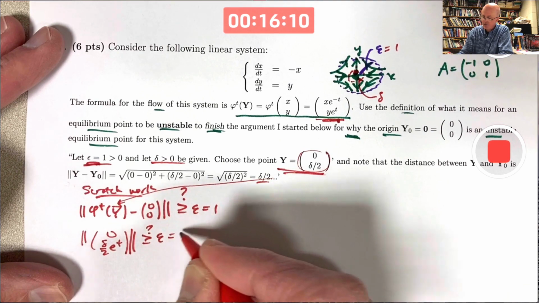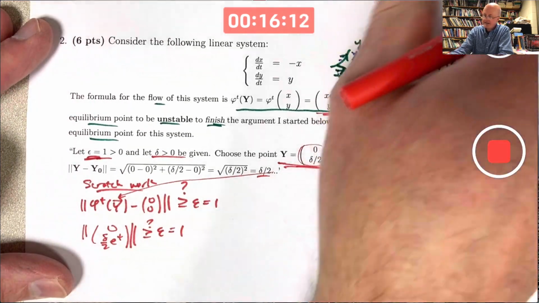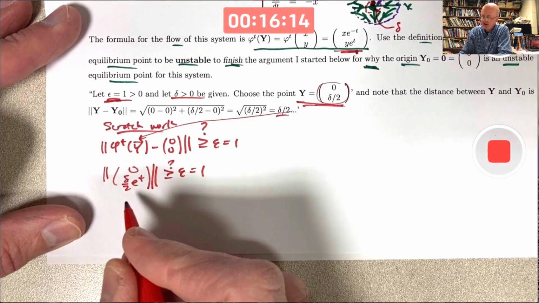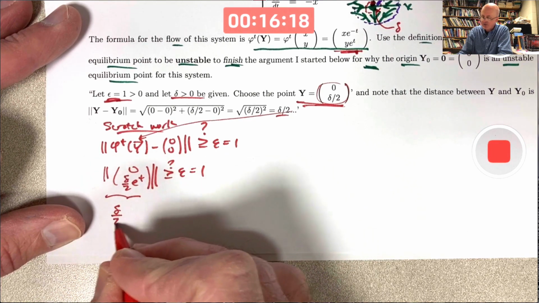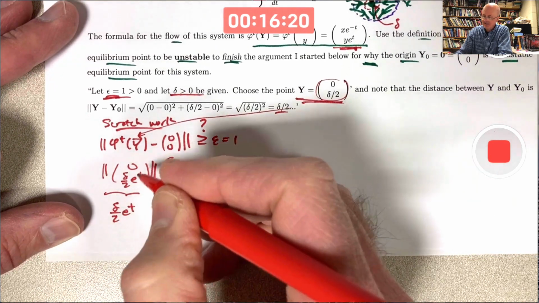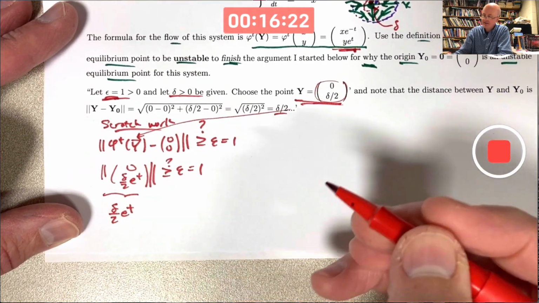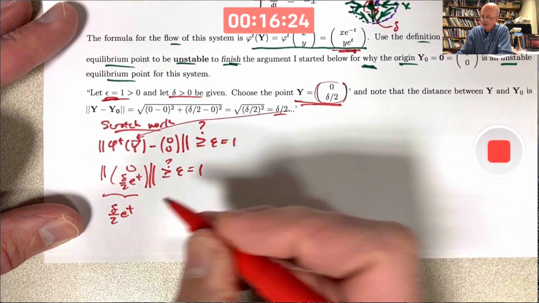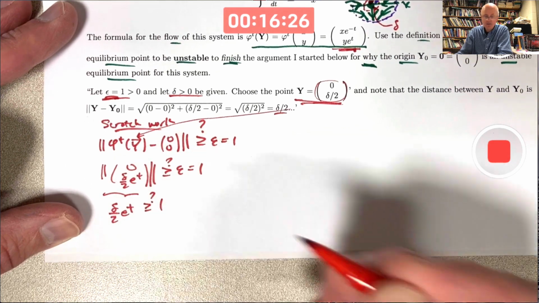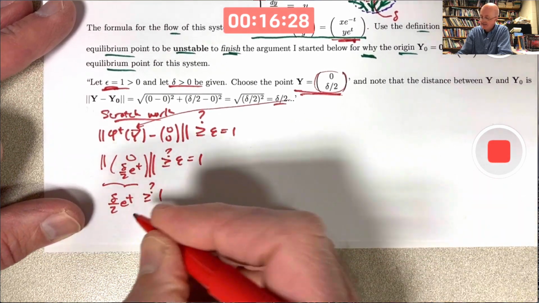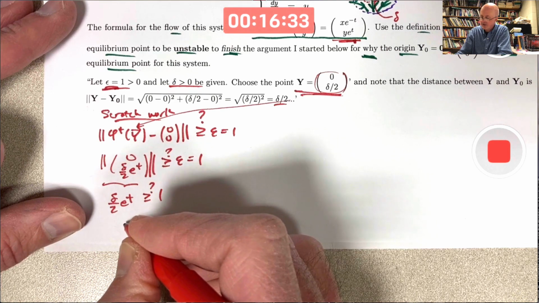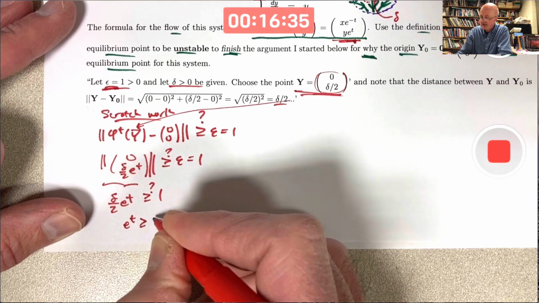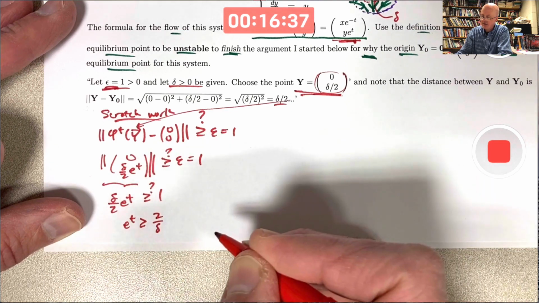Again, there's still scratch work here. What is this norm? What is the magnitude of this vector? Its distance to the origin. It is delta over 2 times e to the t, because the first component is 0. So the distance to the origin is the same as the second component. Can I choose t so large to make that happen? It's a matter of solving for t. Multiply both sides by 2 over delta. Delta is positive, so the inequality doesn't change direction.